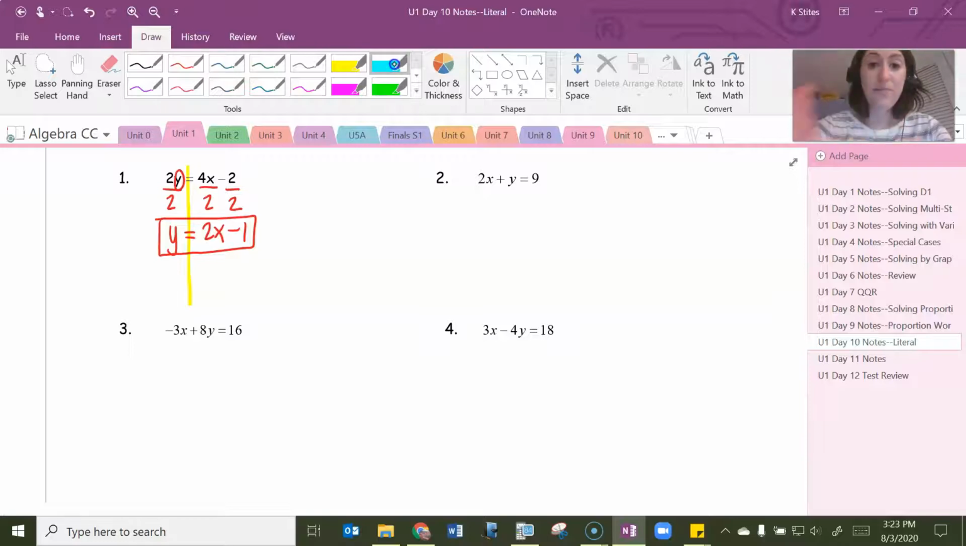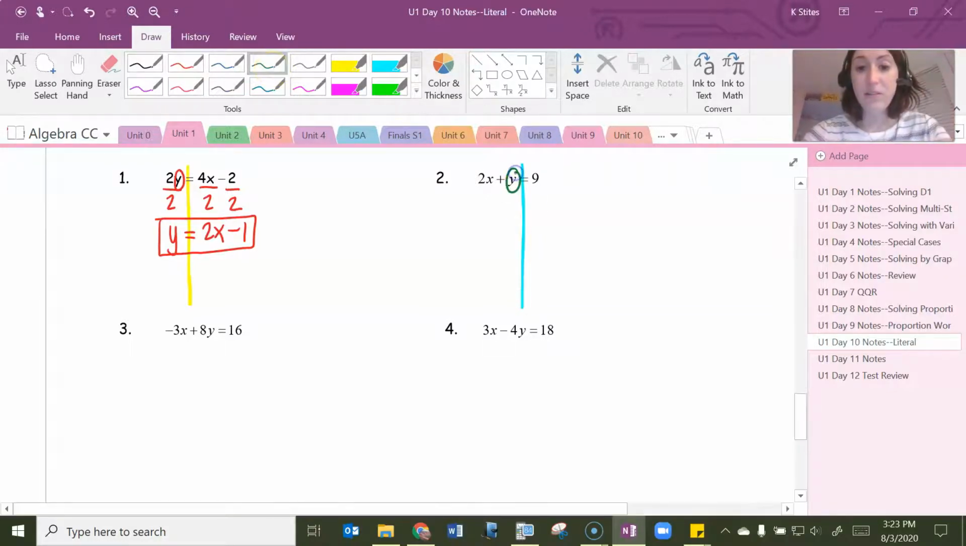Number 2. Draw our line. We're solving for y still. We have a 2x on the same side as y. But be careful, this 2x is not multiplying anymore, not like it was number 1. What is the 2x doing? Okay, well, it's adding on. And so how will you undo it? You'll subtract it.